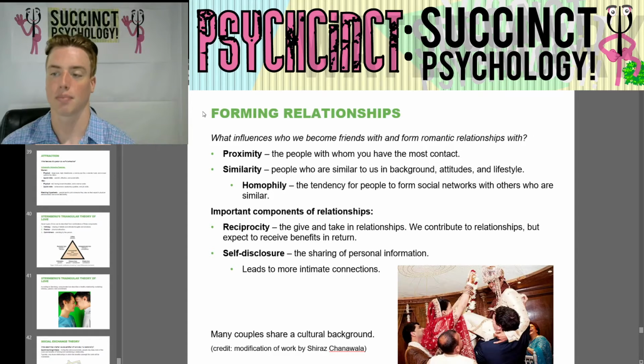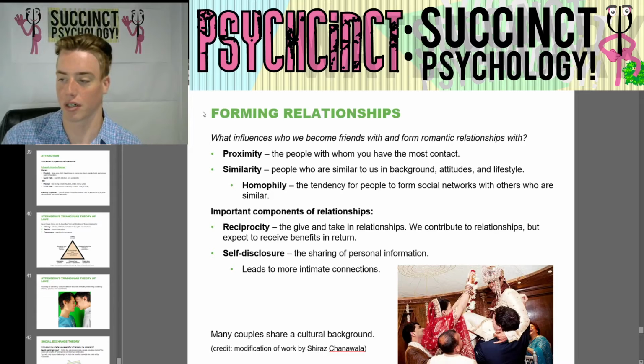So, important components of relationships. Reciprocity, the give and take in relationships. We contribute to relationships but expect to receive benefits in return. And then self-disclosure, the sharing of personal information, which leads to more intimate connections. So many couples share a cultural background, as you can see here.